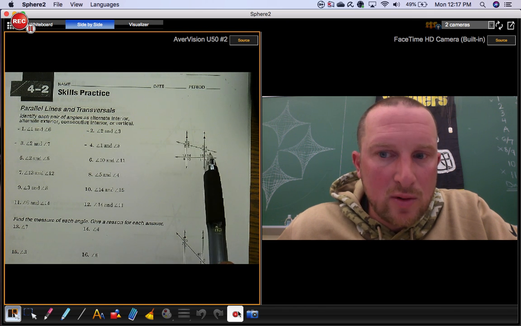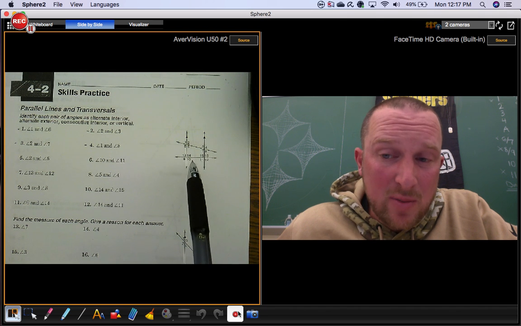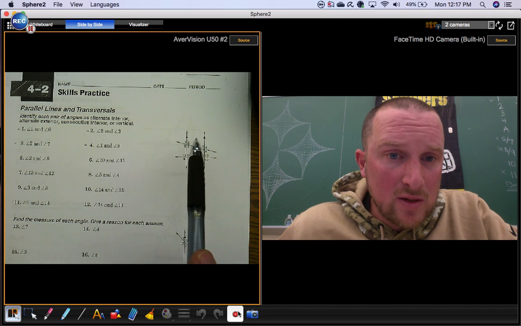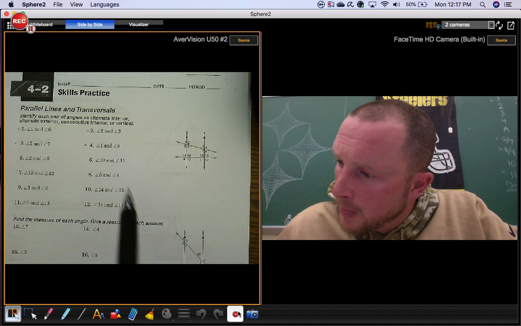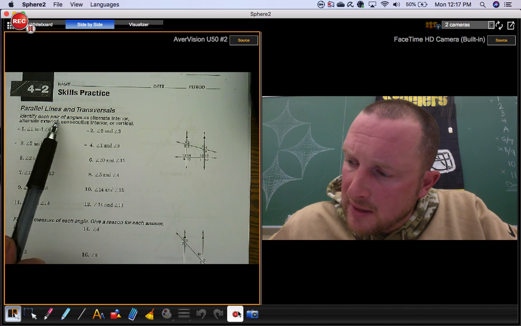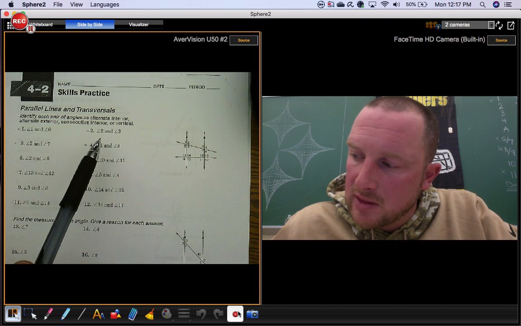Those lines are important. We're either going to block off the top line or the bottom line because they don't have the parallel marks. Okay, so notice these parallel marks. That's really, really important. So we're going to identify each pair of angles as alternate interior, alternate exterior, consecutive interior, or vertical.